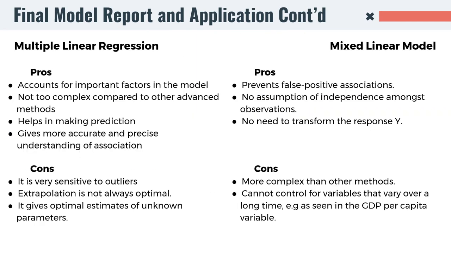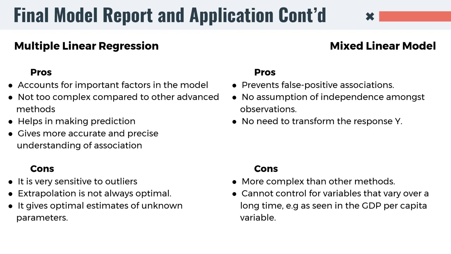In this section, we will talk about the advantages and disadvantages of multiple linear regression and the advantages and disadvantages of the mixed linear model used in the reference. Firstly, the advantage of multiple linear regression is that it accounts for important factors in the model. In our model, the important factors were retained while the less important ones such as generosity were dropped. Secondly, this model is not too complex compared to other advanced methods such as neural networks. Also, multiple linear regression helps us in making predictions, although that was not the goal of this project, but it excels in that avenue. Lastly, it helps us to have a more accurate and precise understanding between our response and all the predictors.